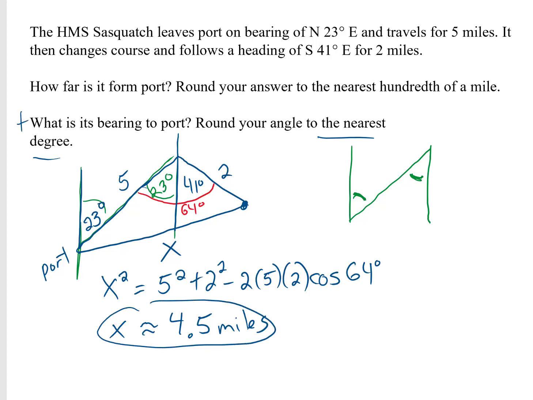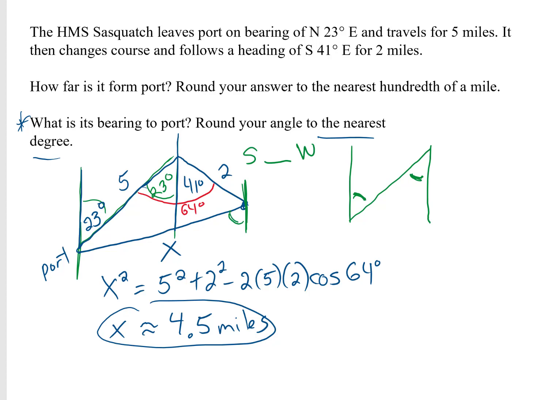There's another question here. It says, what is the bearing to port? Round your angle to the nearest degree. So the bearing to port would be what this would have to travel to follow that side x from that last place where we are. So it looks like it's going to be south swinging around to the west. So it's going to be a south, some angle, and west, because I'm just looking at the picture here to see what we've got to do from here.